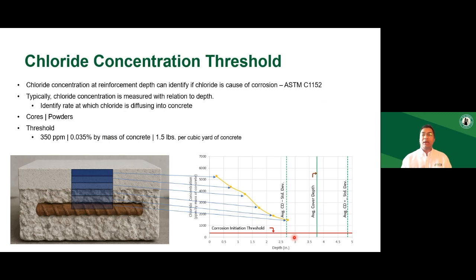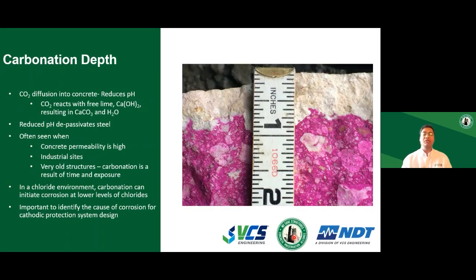In addition to chlorides, I had mentioned that carbonation is one more factor that affects corrosion. Let's assume a parking garage, the undersides of the slabs are constantly exposed to vehicle emissions, or an industrial site where it's exposed to carbon monoxide or carbon dioxide. Carbon dioxide gets into the porous concrete and reacts with the free lime, the calcium hydroxide, that gives the high pH to the concrete. When it reacts with the free lime, it results in the formation of calcium carbonate.